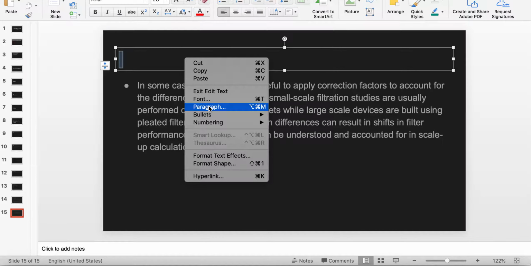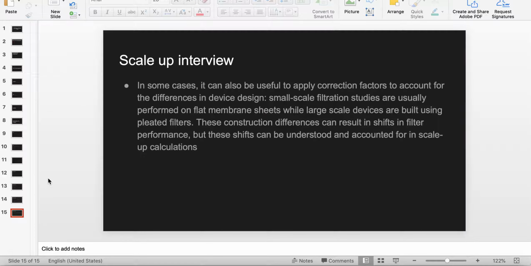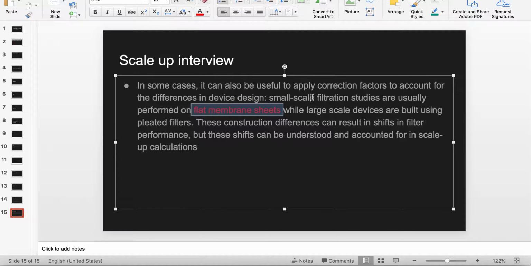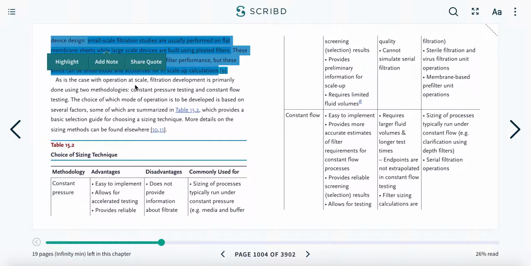You can say that I use flat membrane sheet in my scale-up studies. So there are some differences in devices, because the scale-up devices are built with pleated filters. So these construction differences can result in shifts in filter performance. These shifts can be understood and accounted for, and you can say you applied safety factors as well. As in the case with operation at scale, filtration development is primarily.